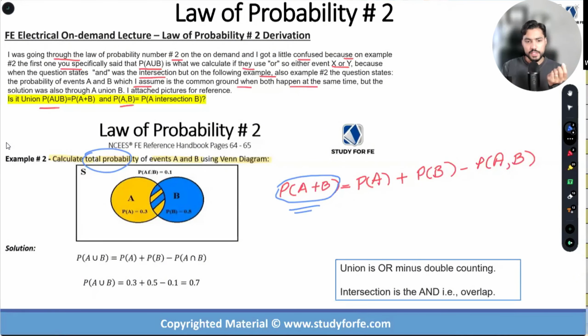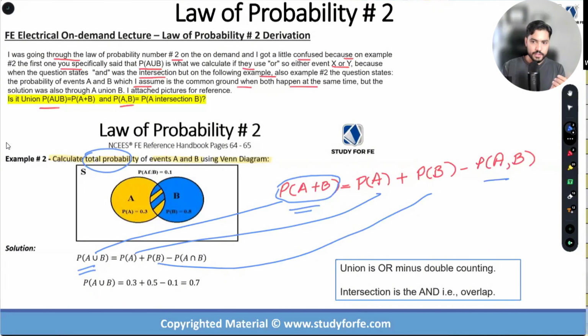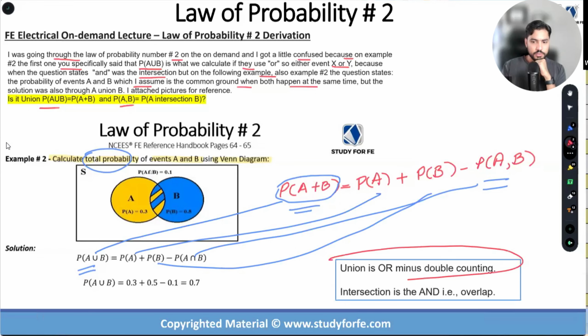Now, from a notation standpoint, different textbooks use it differently. PA union B is equal to PA plus PB minus PA intersection B, right? That's the same thing as saying that PA plus B is equal to PA plus PB minus the overlap between them, which is this, correct? Make sense? So union is or, okay, minus double counting, all right?